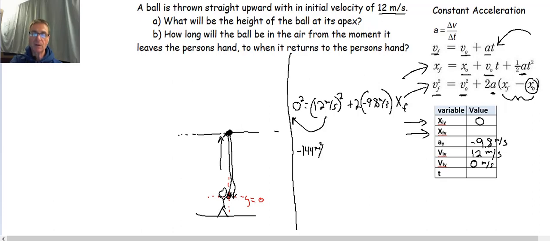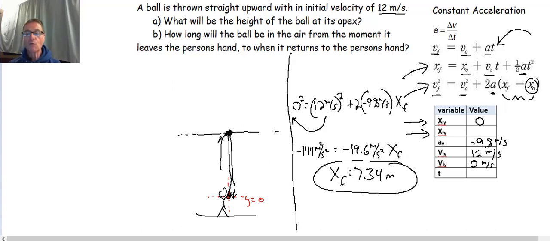meters squared per second squared is equal to negative 19.6 meters per second squared times x final. If I take each side and divide by negative 19.6, I get x final, which turns out to be about 7.34 meters. So we have our final height in the y dimension. I should put a little y there, it's going to be 7.34 meters.